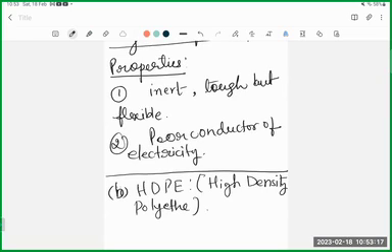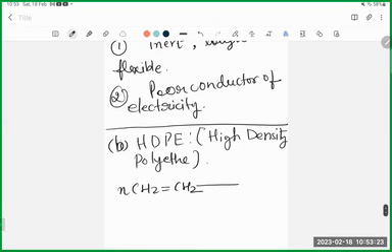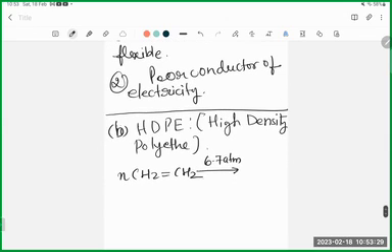So the process goes like this. N number of ethene is taken. Same addition process, but we are changing the conditions. Temperature we keep a little low, pressure also a little low: 343 Kelvin, and 6 to 7 atmospheric pressure. And here, as I said, the catalyst is important. What is the catalyst? Ziegler.